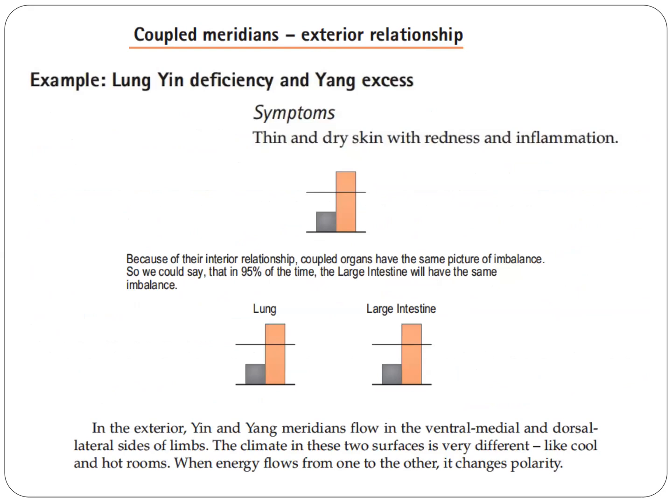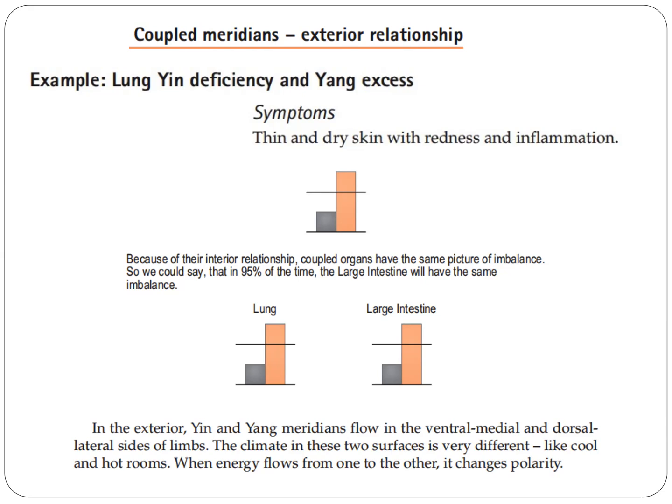So we have the coupled meridians, the exterior relationship. Example, lung yin deficiency and yang excess. Symptoms: thin and dry skin with redness and inflammation. Because of their interior relationship, coupled organs have the same picture of imbalance. So we could say that in 95% of the time, the large intestine will have the same imbalance.